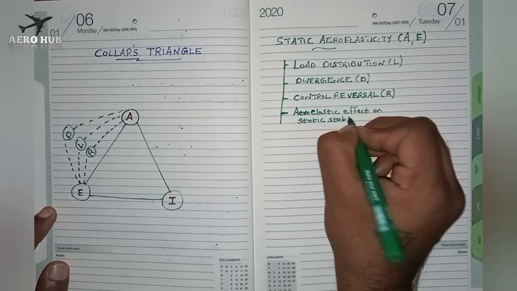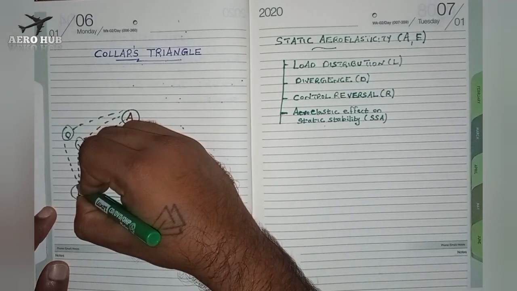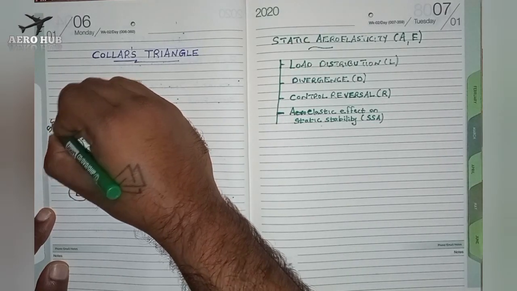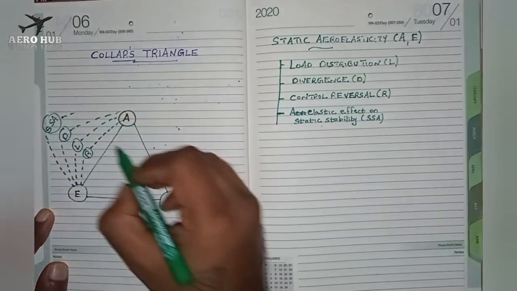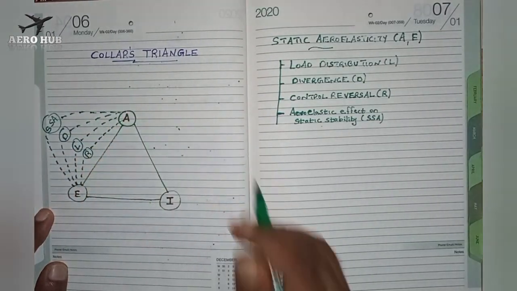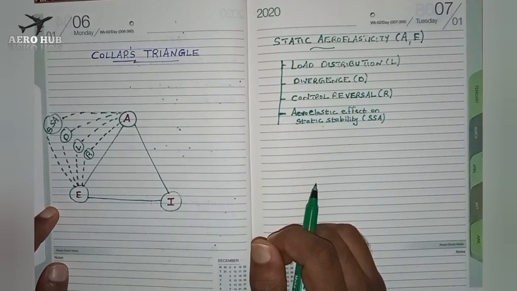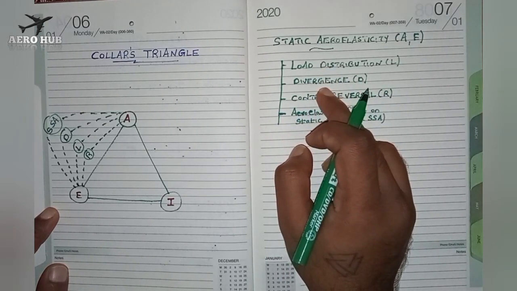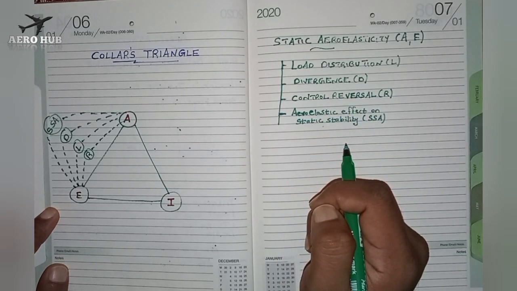stability. I put as SSA. So this one is your aeroelastic effect on static stability. This is the first part of the Collar diagram. This is called static aeroelasticity, which involves aerodynamic force and elastic force, and we have four effects. First one is load distribution, second one divergence, then control reversal, then the last one, aeroelastic effect on static stability.